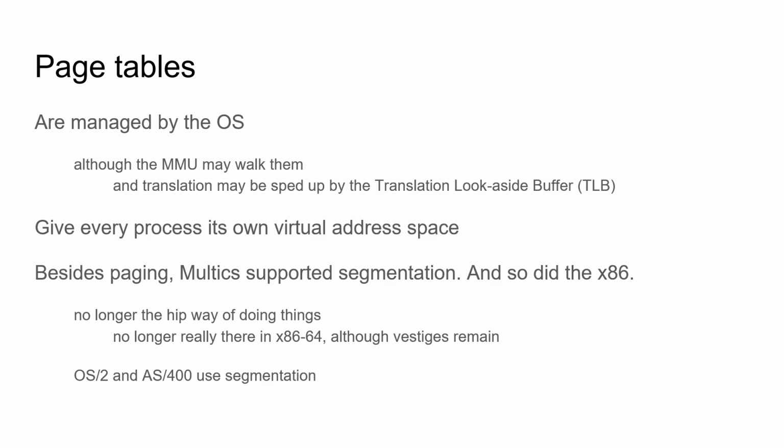Okay, now paging is not the only solution for this. So the original Multics system used paging, but also had support for segmentation. Segmentation was also supported in the x86, up to and including the 32-bit x86 architecture. And what they supported, in fact, was both segmentation and paging. So you first did segmentation, and then you did paging.